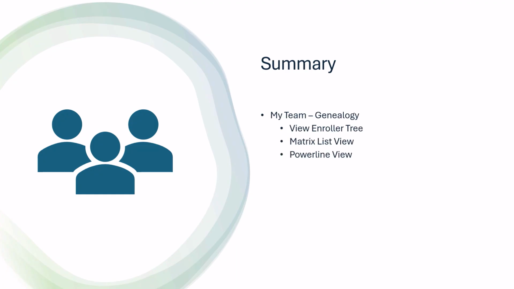So in summary, we looked at my team, the genealogy, we looked at the view enroller tree, matrix list view, and the Powerline view. We looked at my referrals and my team, and then contact manager, my team, which is the same as the one on my referrals, and the contact information.